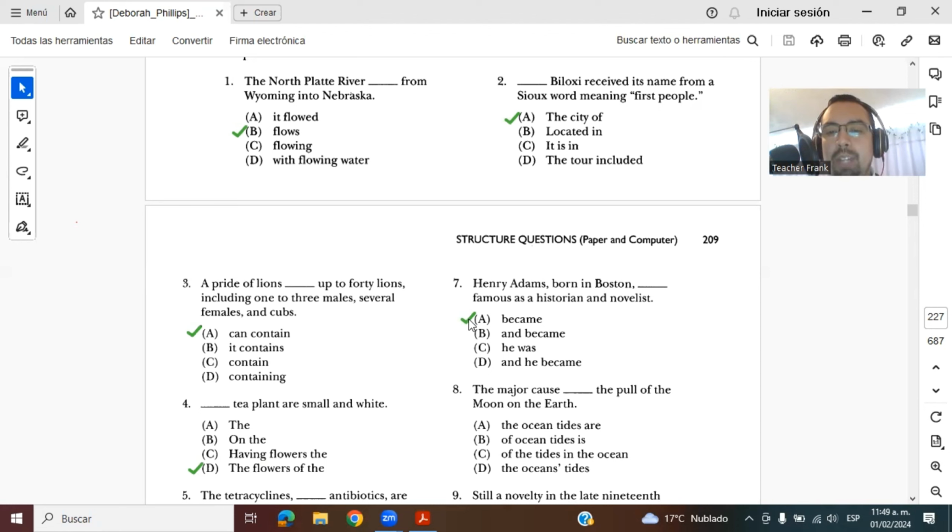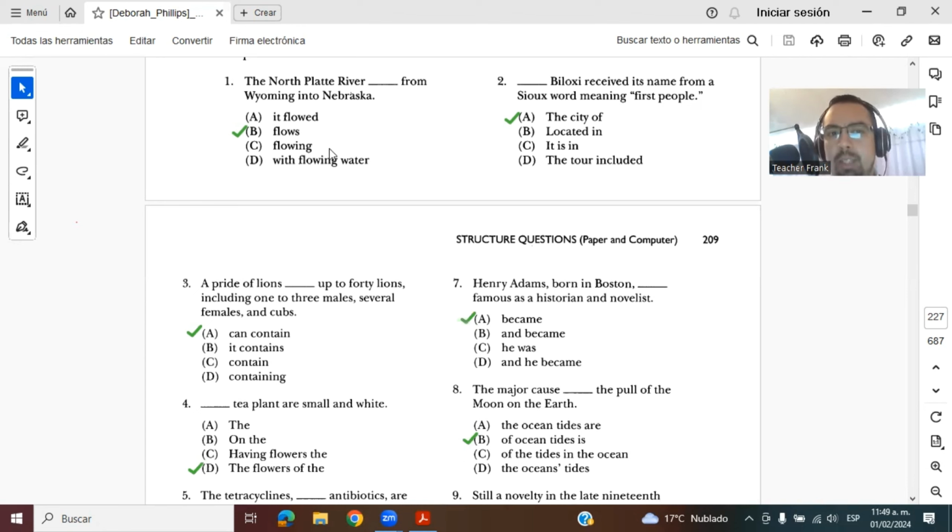And number 8, the major cause, the pull of the moon on the earth is the ocean tides are, the ocean tides is, of the ocean tides in the ocean, or the ocean's tides. Number 8 is going to be B.